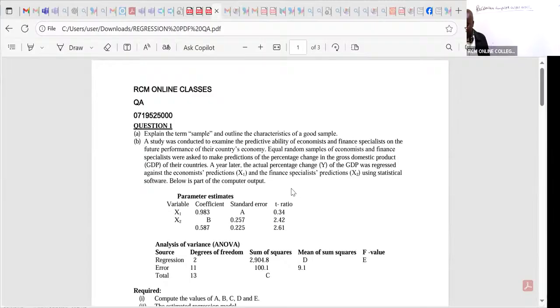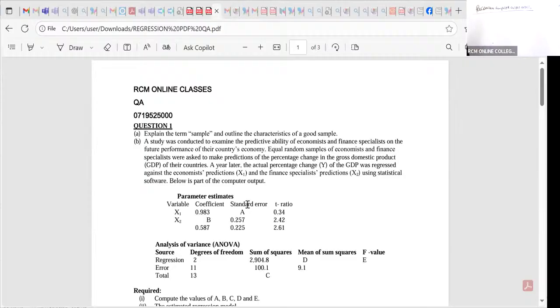This computer printout. You see here, they have given you a computer output. In this computer output, they'll give you parameter estimates, and then they'll give you what we are calling ANOVA. ANOVA stands for analysis of what here? Variances. So now they want us to compute the values of A, B, C, D, and E. So I want us to copy this parameter estimates table. There is a small error there.